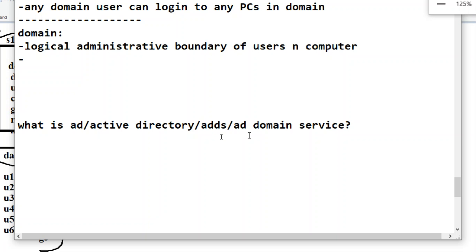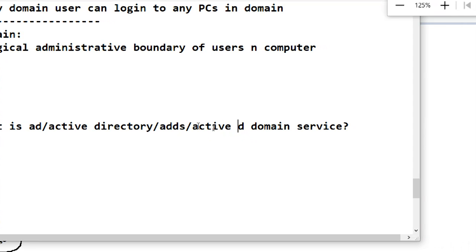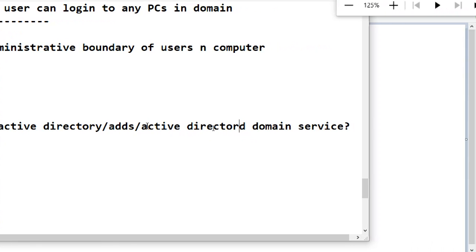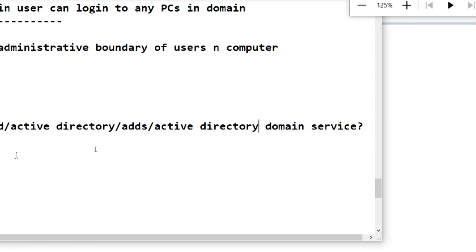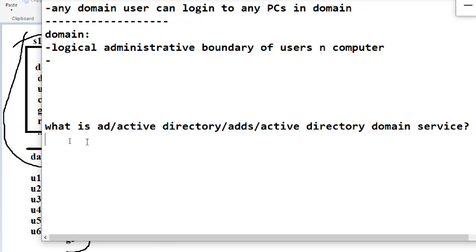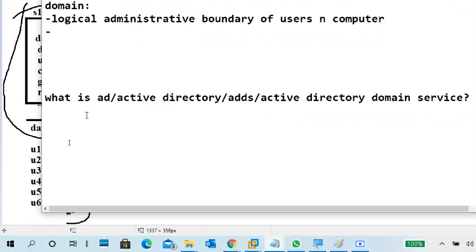AD means Active Directory. Instead of typing two times, I type like that. Active Directory Domain Services, any question is the same. When we use Windows 2000, that time they used a different database. That time the database is SAM account. SAM database. The database name is SAM database.